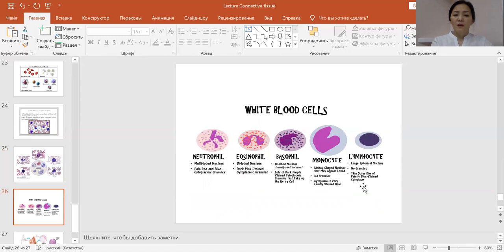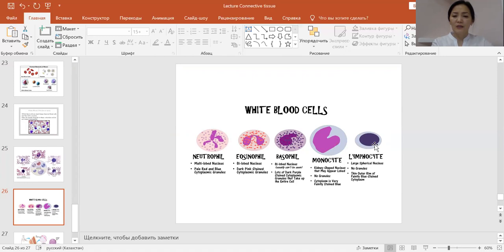We can see in this picture the morphological differences between different types of white blood cells. For example, neutrophils have a multilobed nucleus, eosinophils have a bilobed nucleus, and basophils also have a bilobed nucleus. Usually the nucleus of basophils cannot be seen, because there are a lot of basophil granules. The largest type of white blood cells is monocytes, which are responsible for phagocytosis, and they have a kidney-shaped nucleus. And the lymphocytes have a large spherical nucleus. At the peripheral part, we can see thin cytoplasm.